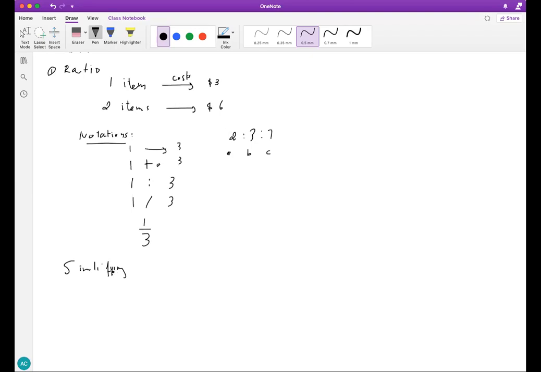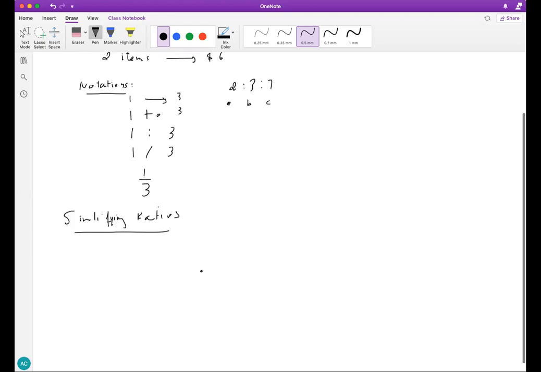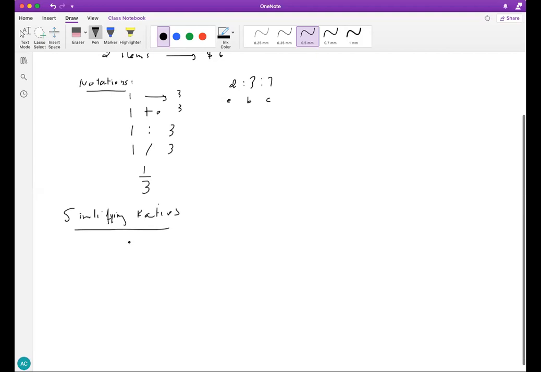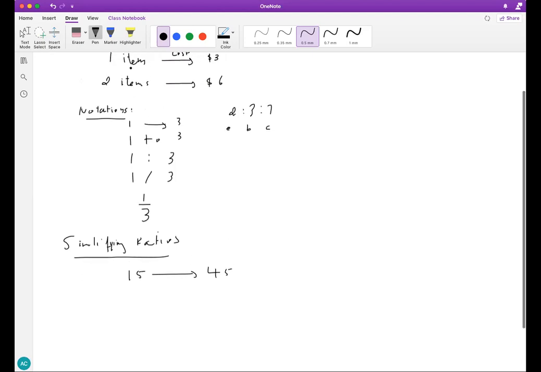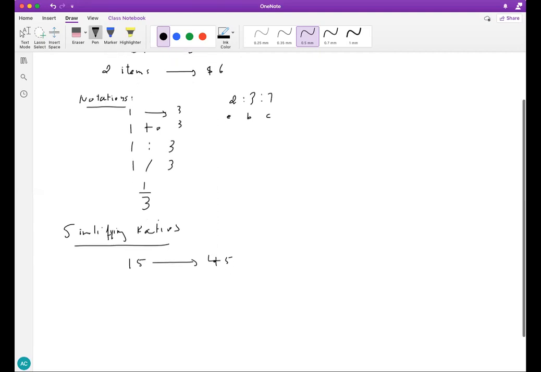So, simplifying ratios. Let's say you have, say, 15 to whatever, 45. Whatever this might be. Again, could be items to money, could be anything. Could be people to, I don't know, the number of, let's say, fruits they had or something like that.